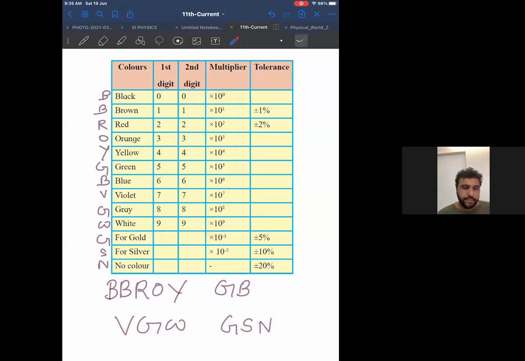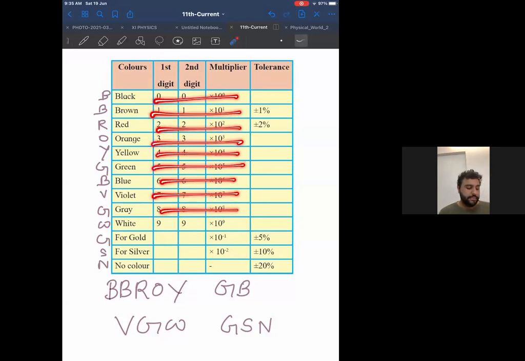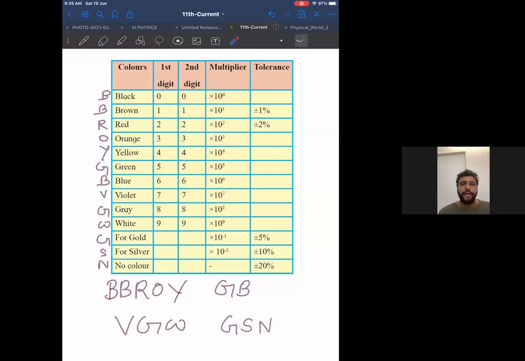Now, here I have 2 more multipliers: into 10 power minus 1 and into 10 power minus 2. That is the addition. Otherwise, whatever number you have, into 10 power that number as it is. In addition to that, we will have into 10 power minus 1 and into 10 power minus 2. This is how you get your fourth column, which is your multiplier. It is very simple. Therefore, if the number is 7, the multiplier will be into 10 power 7.